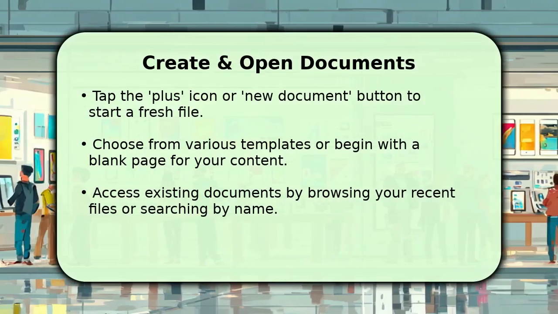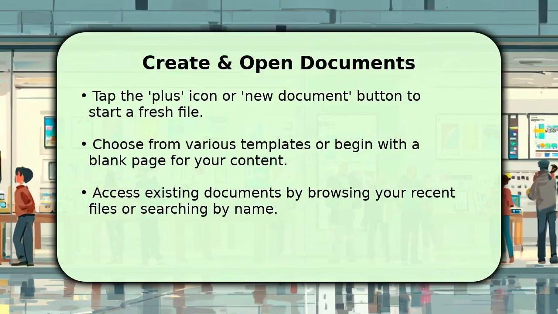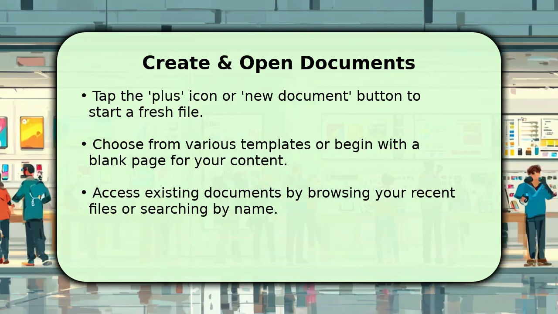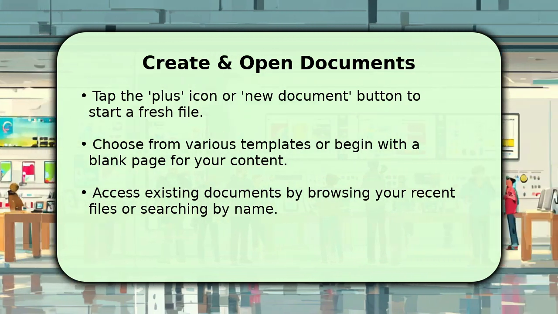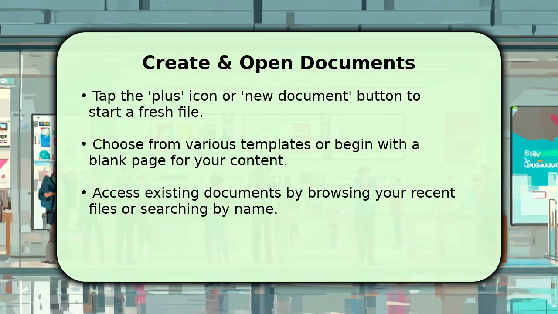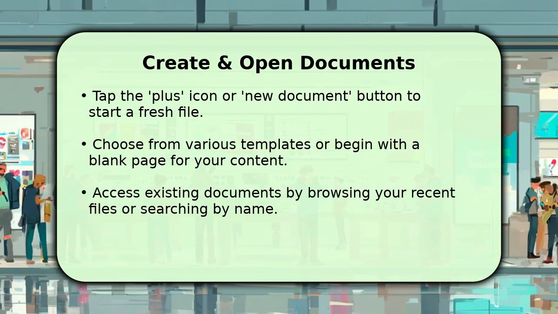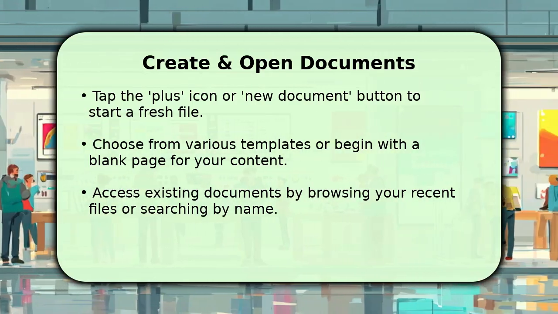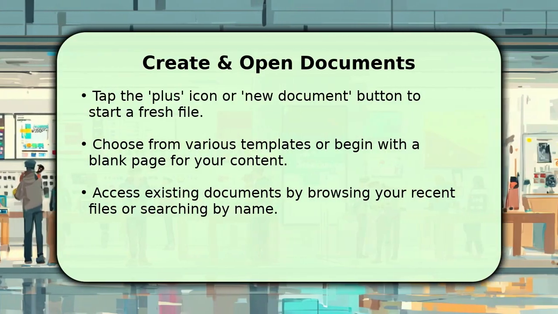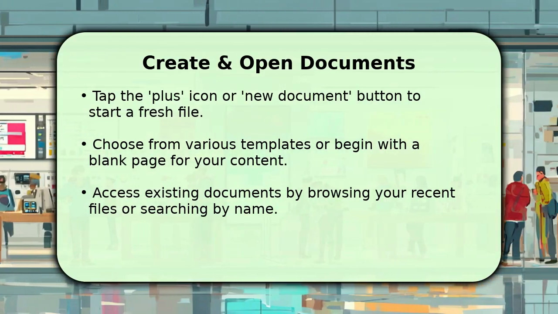Creating a new document is straightforward. Simply tap the plus icon, usually located at the bottom right or top left of your screen. You can select a blank document or choose from several templates for reports or letters. To open an existing file, navigate to your recent documents list or use the search bar to find it by name. It is generally a quick process, taking only a few seconds to begin working.